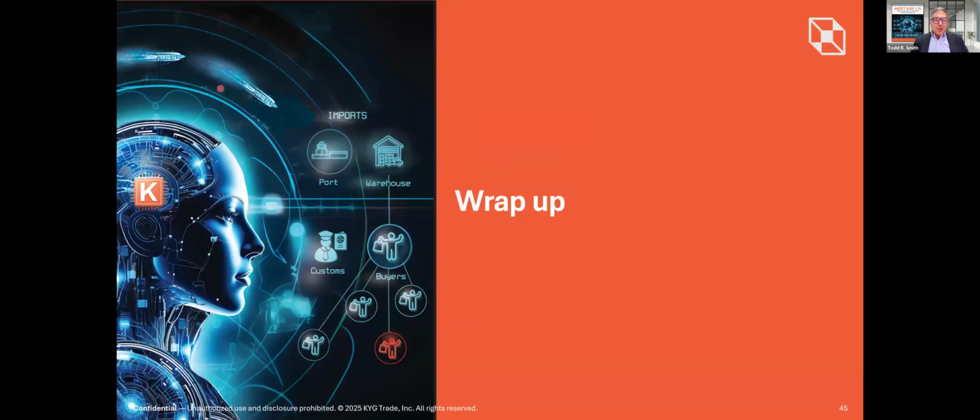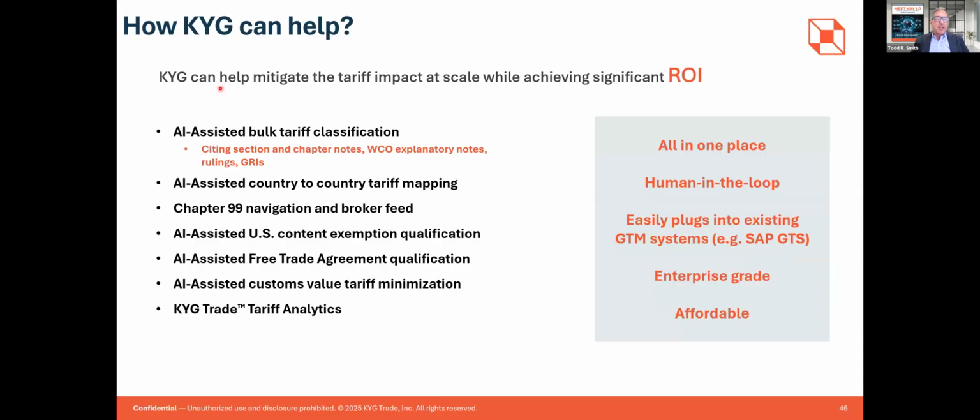And so, yeah, I've been talking a lot. Just to wrap it up, thank you for taking time to see how we might be able to help you. As you can see here, we're solid with bulk classification and all those citations. We can help with country to country tariff mapping. The Chapter 99, making sense of that spaghetti bowl of Chapter 99 codes that are coming out almost daily.